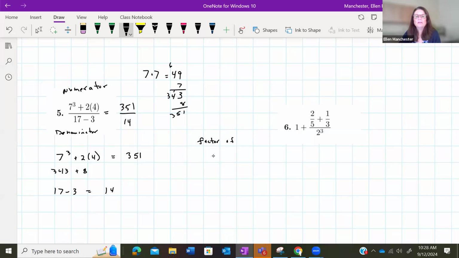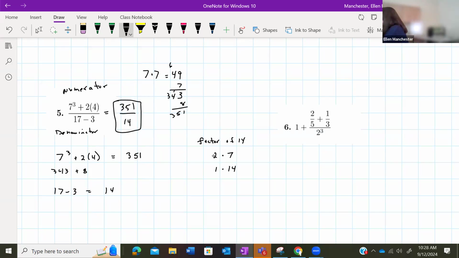Factors of 14 is 2 times 7 or 1 times 14, right? Well, 2 can't go into 351 because it's an odd number. 7 goes into 35, but it doesn't go into 10 evenly, or 1 evenly. So I know 7 won't go into that evenly. So this is my answer. I'm gonna stick with it.